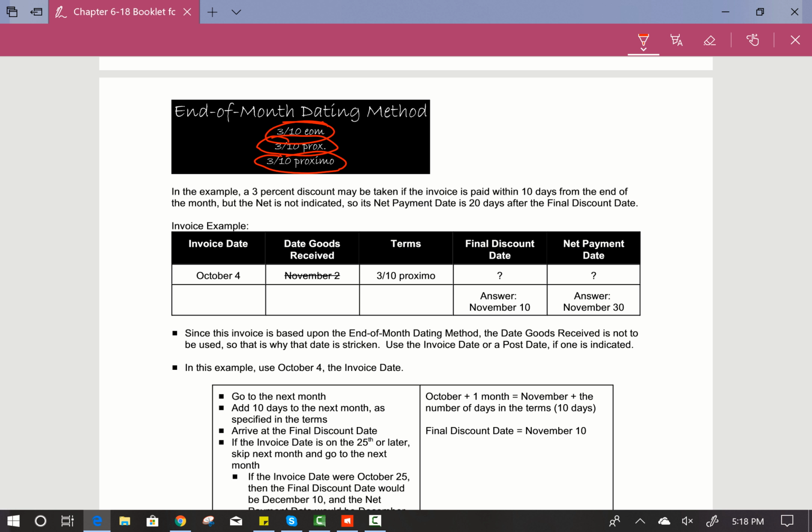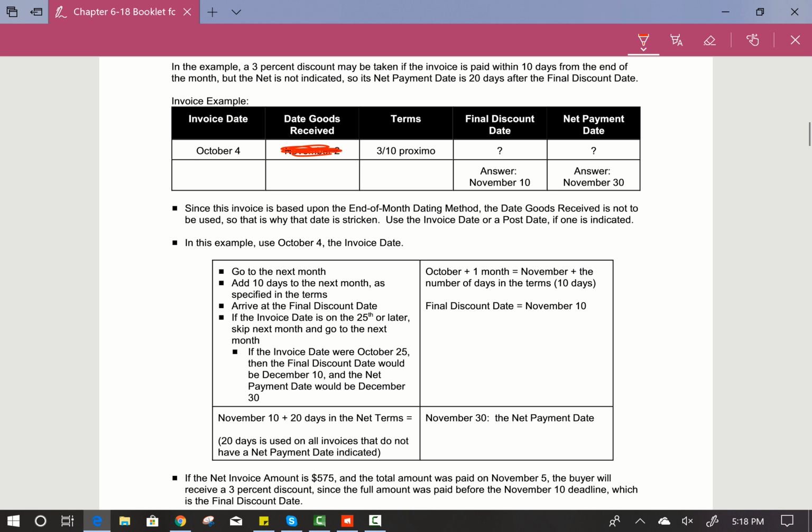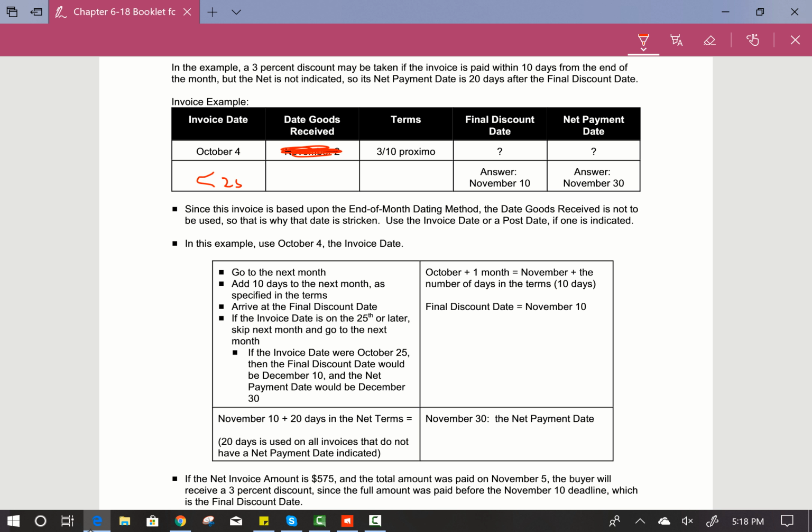So the invoice is dated October the 4th, and the date that the goods are received is November the 2nd, with terms of a 3% discount within 10 days Proximo. Again, we're not going to pay any attention to the date that the goods were received. It's going to be based on October the 4th, and the key component here is that October 4th occurs before the 25th of the month. If it occurred after the 25th of the month, then we will apply a different type of rule.